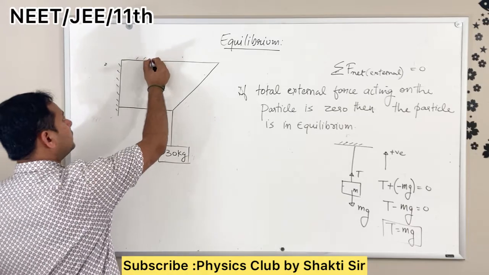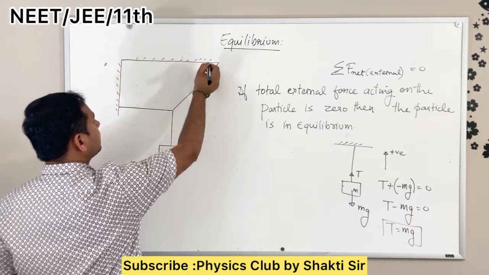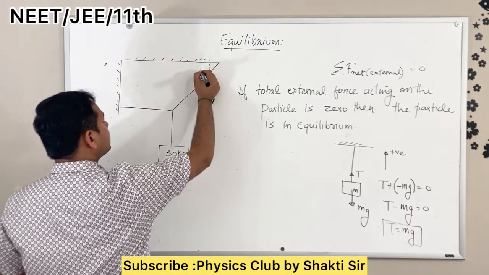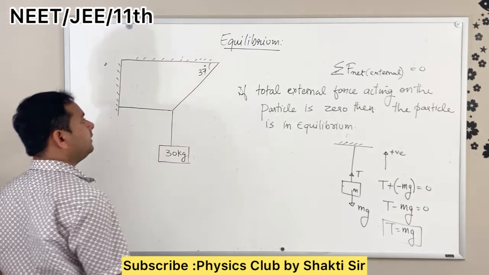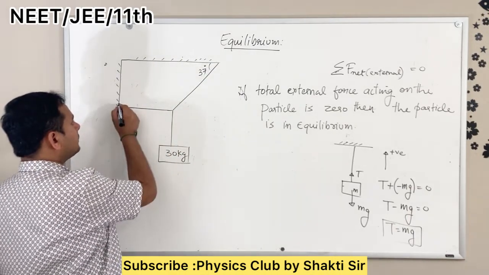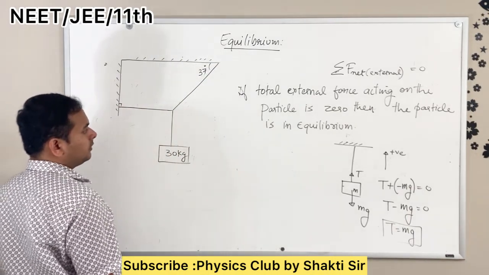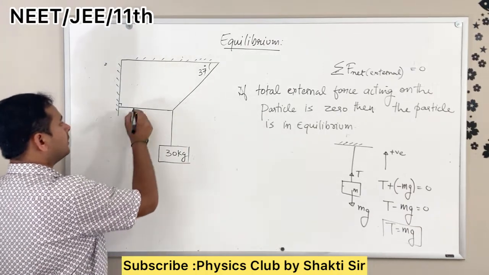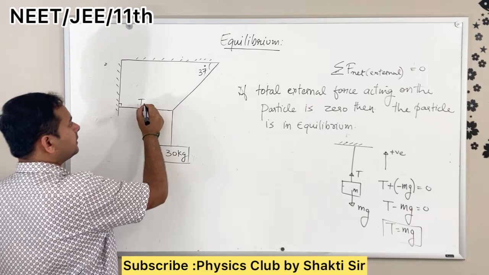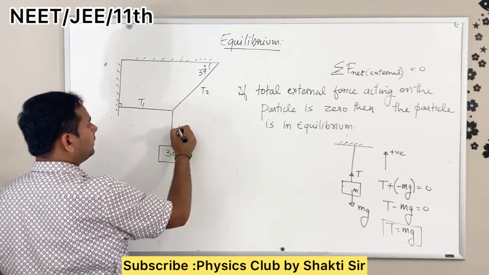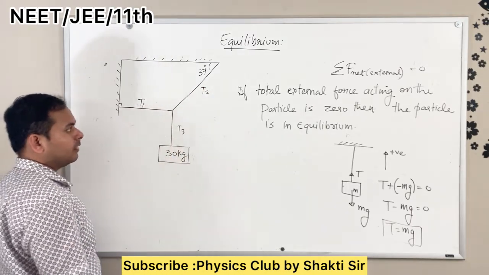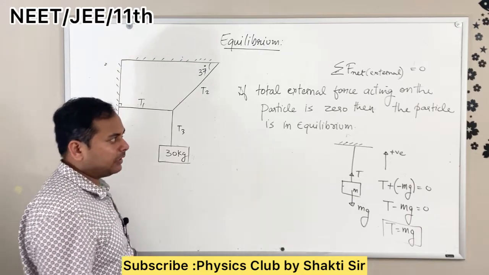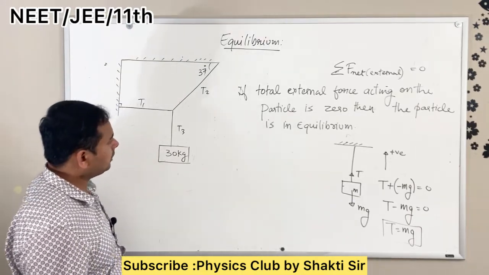So there are 3 strings. This angle is, let's say, 37 degree. This is normal. So the question is, find the tensions in the string. So T1, let's say here, T2 here, T3 in this string. To find the values of T1, T2 and T3. How we can solve this?